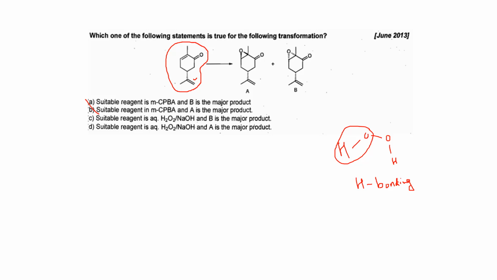But there is this alkyl group which is below the plane. An alkyl group always gives a steric effect. So if this group is below the plane, the epoxide will form above the plane because of the steric effect. So the major product will be option A. So the correct option is option B. Okay. So here, as there is no group that leads to hydrogen bonding, this alkyl group only gives the steric effect. So that's why option D will be the correct one.